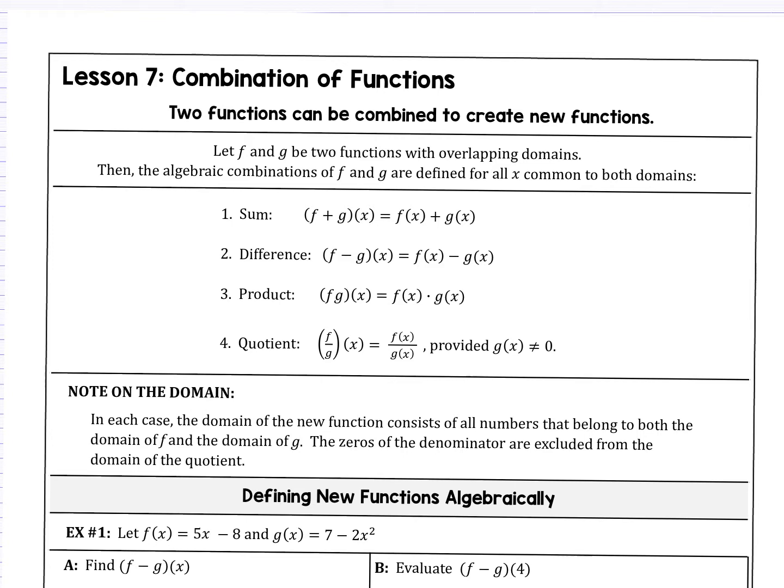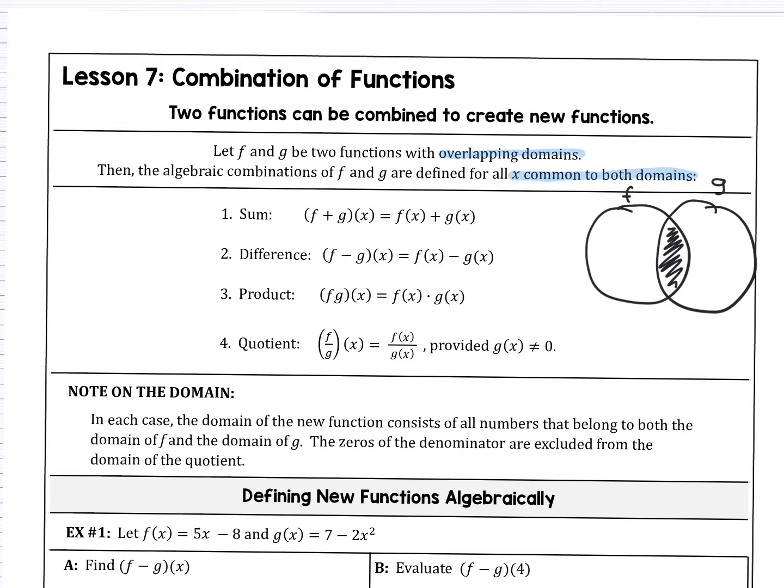Two functions can be combined to create new functions. Let f and g be two functions with overlapping domains. That means their domains intersect, that they share some values that are the same in both of their domains. Then the algebraic combinations of f and g are defined for all x values common to both of the domains. So think about a Venn diagram here, right? If we have function f and function g, and we are talking about their domains, the values they have in common are where the two circles intersect.